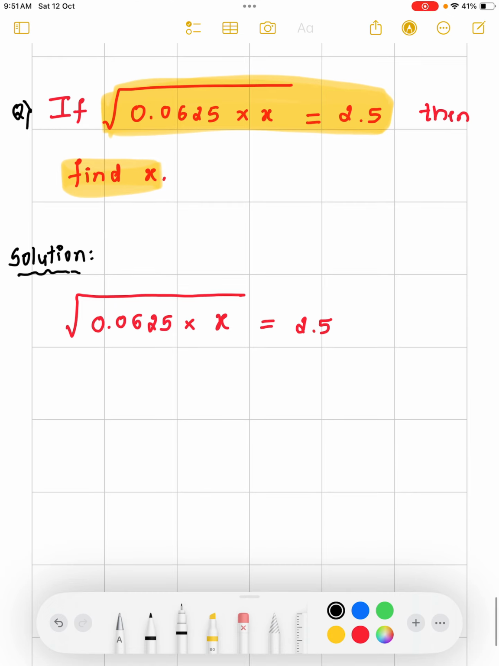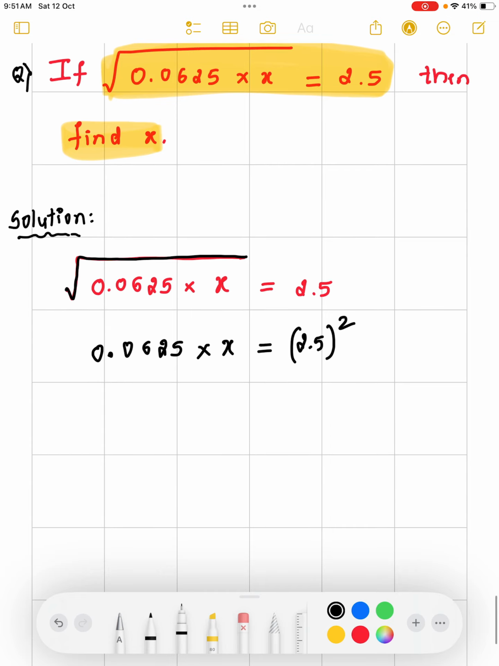First, what shall we do? We have to eliminate this square root. So how do we eliminate the square root? By squaring it on both sides. So after squaring, what remains? 0.0625 times x equal to, now 2.5 becomes 2.5 squared because we have squared it.